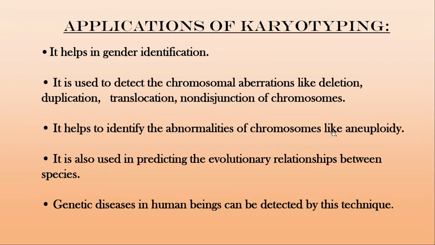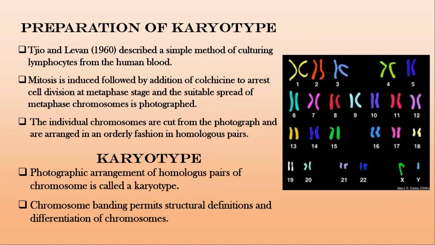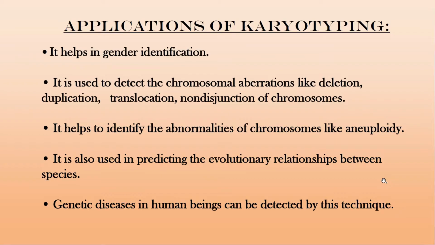Now, applications of karyotyping. It helps to find the gender, whether male or female. You can see here the X and Y chromosomes, so we will be able to understand whether the cell is taken from a male or a female. So it helps in gender identification. It is used to detect chromosomal aberrations. Aberration means malformation like deletion, duplication, translocation, non-disjunction. So anywhere it has been cut and joined somewhere else. All the aberrations can be studied using karyotyping.